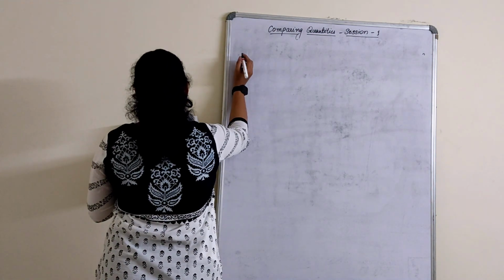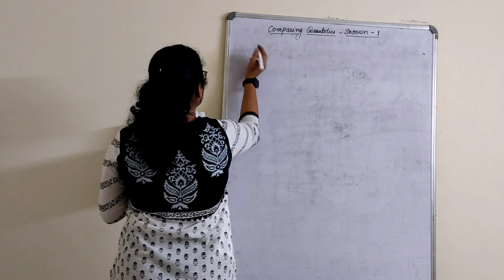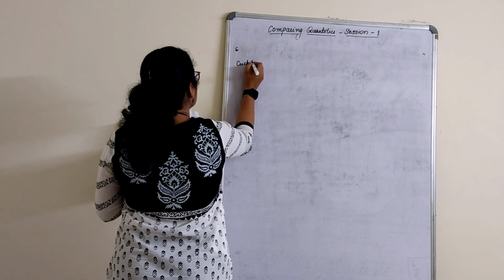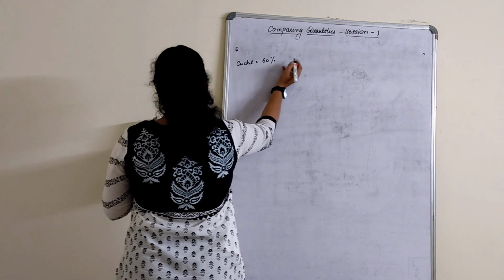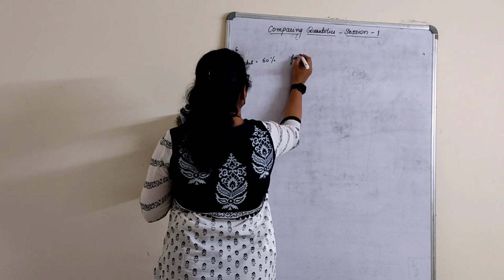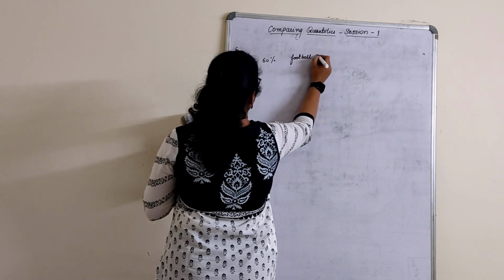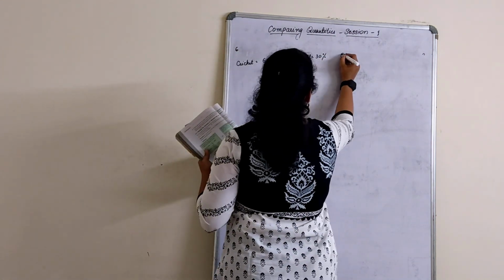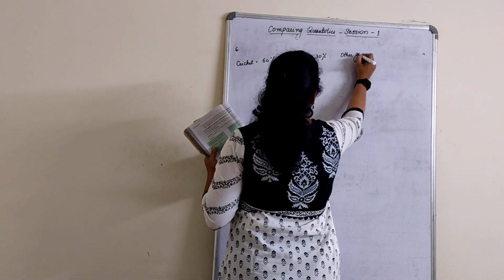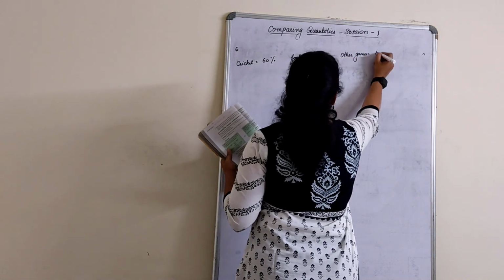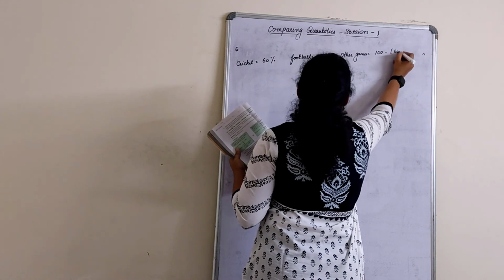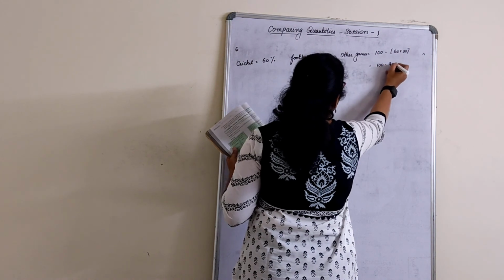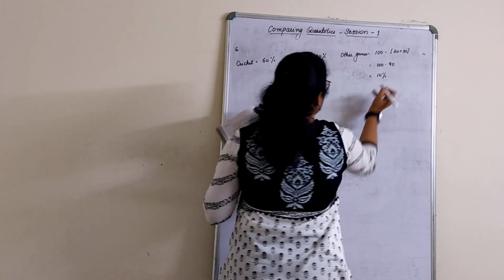So 60% of people like cricket. Then football, 30%. Other games, how many? They have not given that, we have to find out. That is 100 minus 60 plus 30. Correct? Now out of 100 we check. 100 minus 90. So other games is 10%.